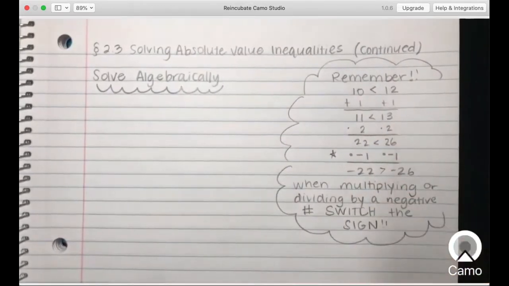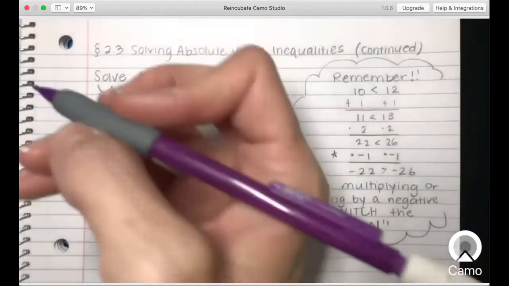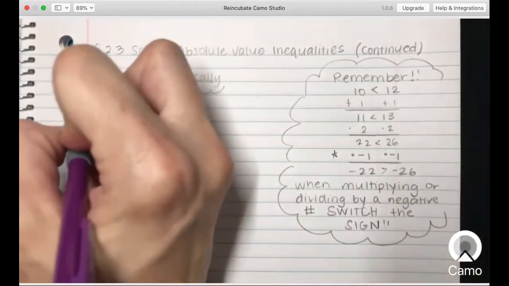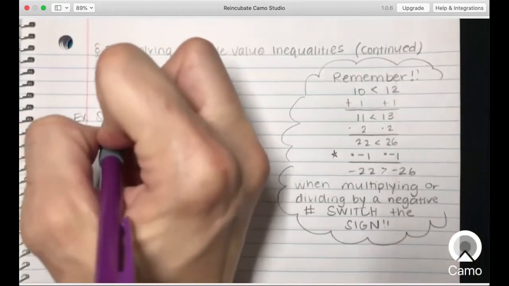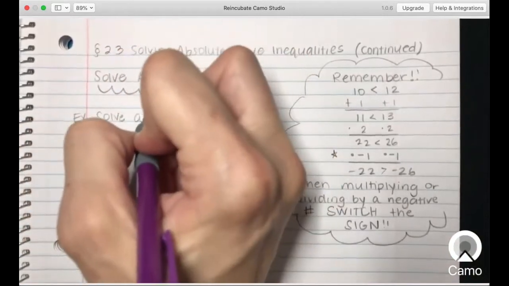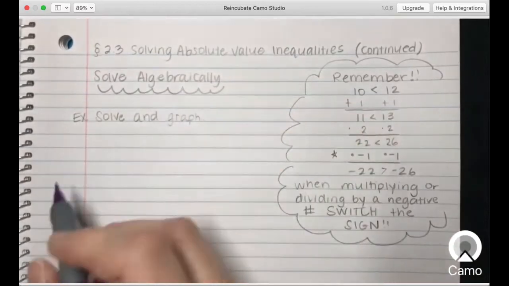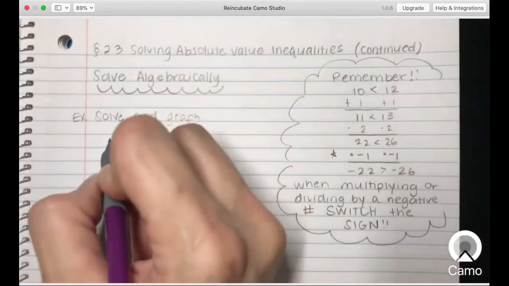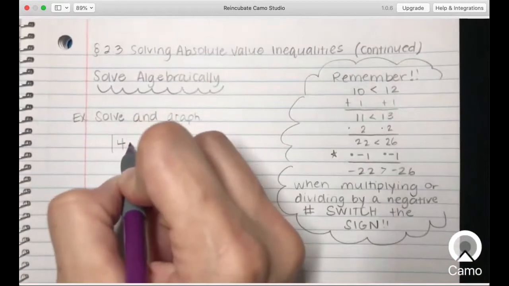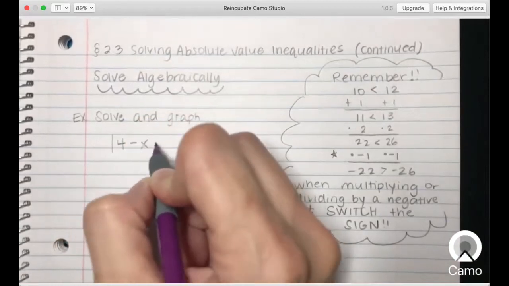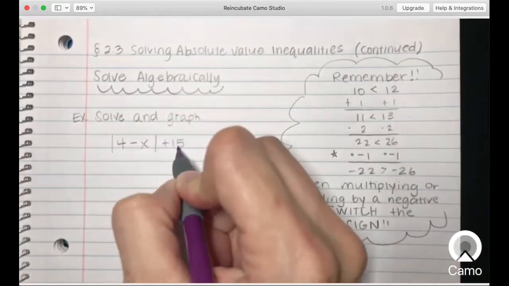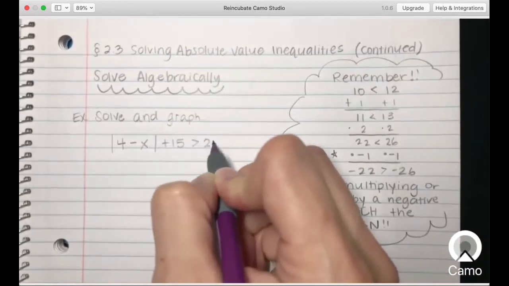So this is something I wanted to remind you of that you've learned once upon a time that we're going to use today. So what this will look like is we are going to solve and graph, but the graph will look different than what our graphs did yesterday. So solve and graph. Our first inequality we're going to look at solving is the absolute value of 4 minus x, plus 15, is greater than 21.